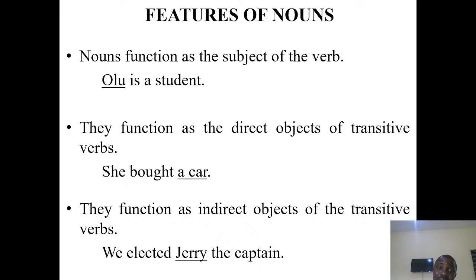So the underlined word car. Here, she bought a car. The word car, which is a noun, is the object of the transitive verb, or object of the sentence. It is the object of the transitive verb because it comes after a verb that accepts an object. She bought, and you stop. She bought, you stop. The sentence is a fragment. It's not correct. It must accept something, which is an object.